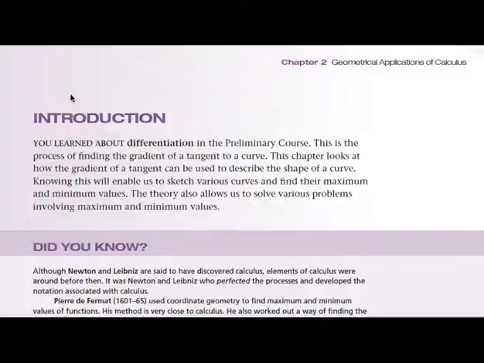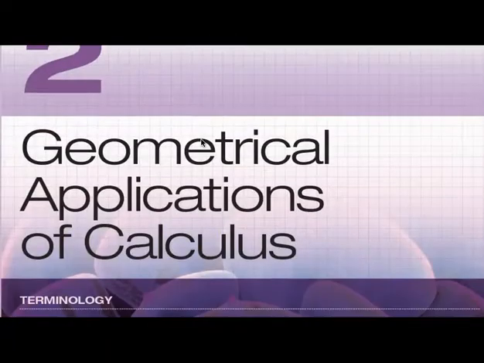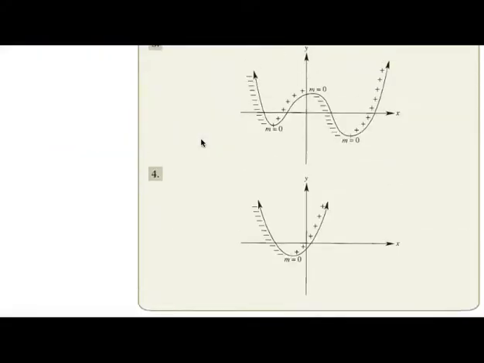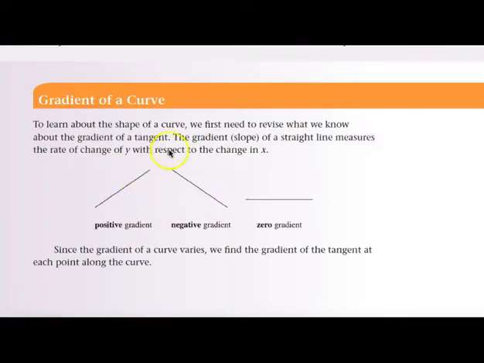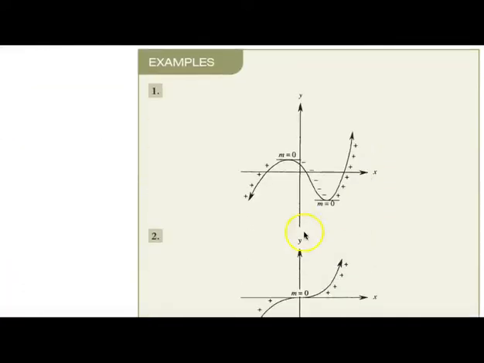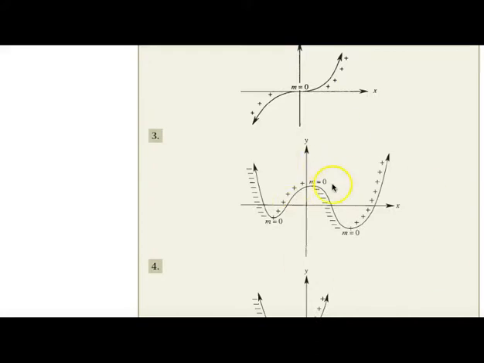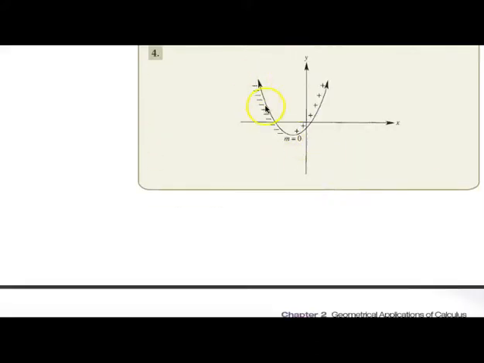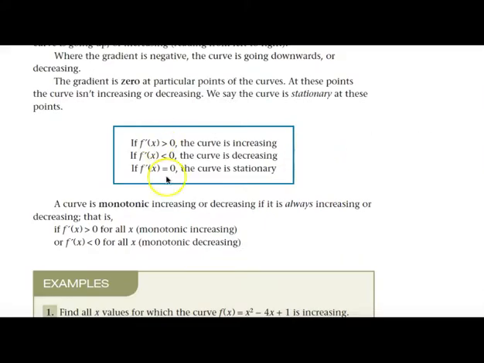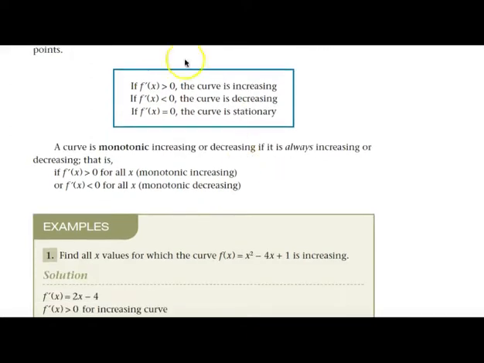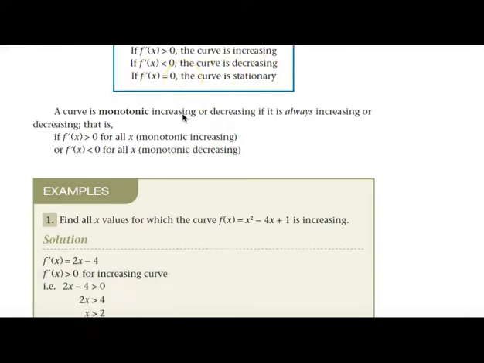This is now from chapter 2 of the HSC text, Geometrical Applications of Calculus, just what we've gone through today. You'll notice positive gradient, negative gradient, 0 gradient. Here it's all positive, gradient 0, gradient negative, gradient 0, gradient positive, etc. So just look through those. We've spoken about that negative gradient, 0 gradient down here, positive gradient there. It was on your other sheet: if the first derivative is positive, the curve's increasing. First derivative negative, the curve is decreasing, and stationary if the first derivative is 0.